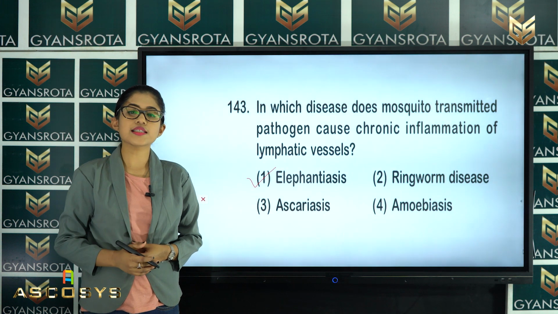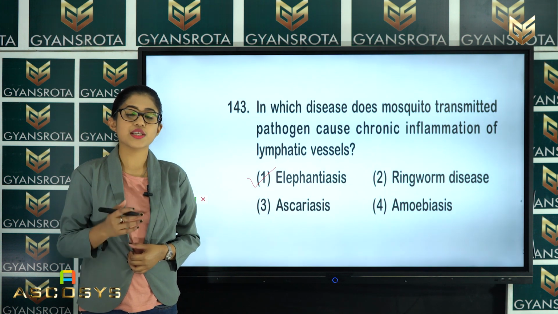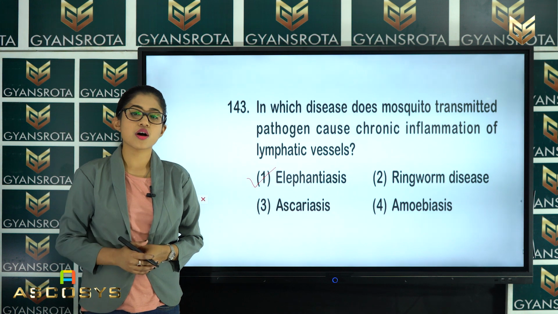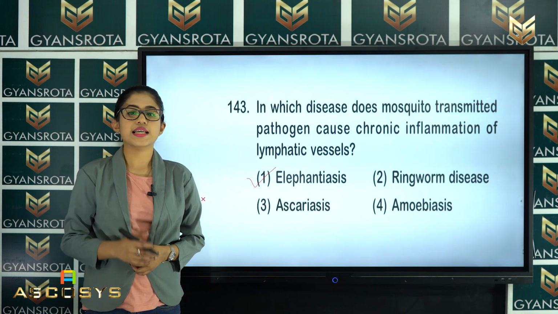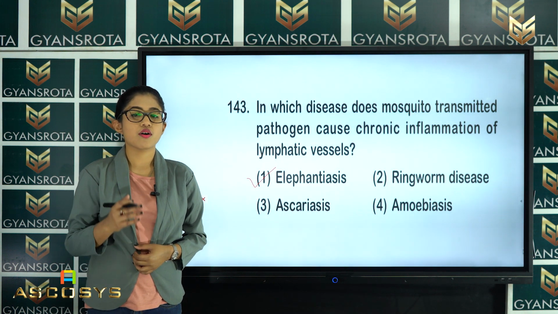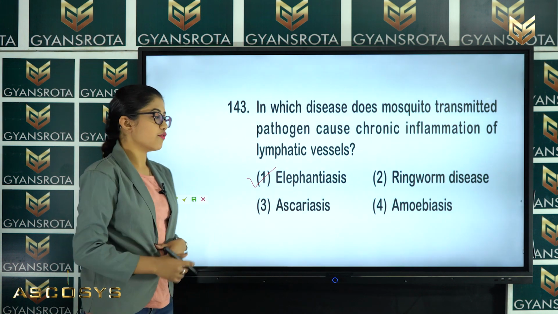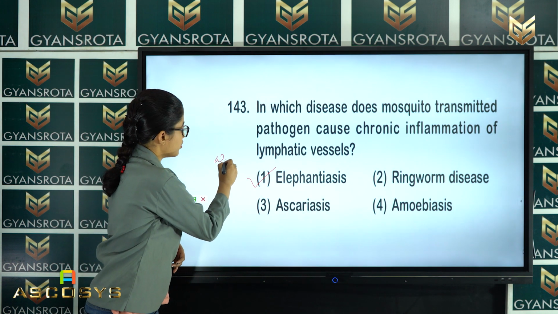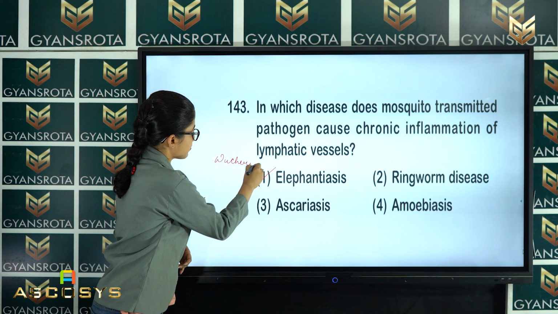Elephantiasis is a disease which takes place because of the inflammation of the lymphatic vessels, and it takes place because of the organism called Wuchereria bancrofti.